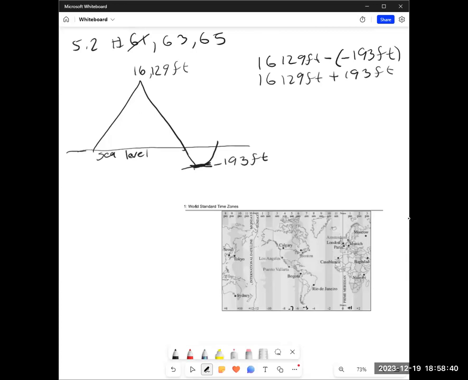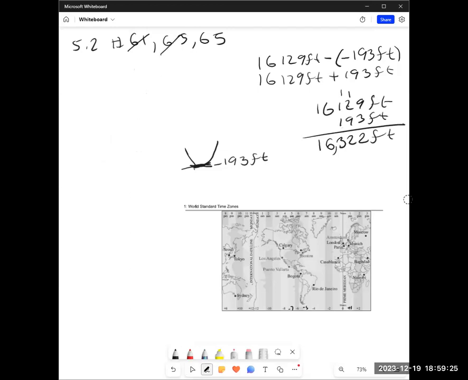Usually we add and subtract big numbers vertically instead of horizontally. So let's do that. Keep our units of feet. 9 plus 3 is 12. 1 plus 2 is 3, plus 9 is 12 again. 1 plus 1 plus 1 is 3. Bring down the 6, bring down the 1. And we have 16,322 feet. So the difference in elevation between the top of the mountain and the bottom of the valley is 16,322 feet.